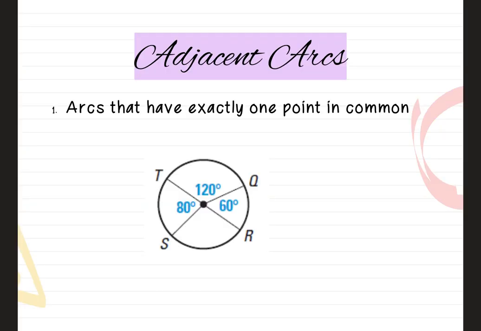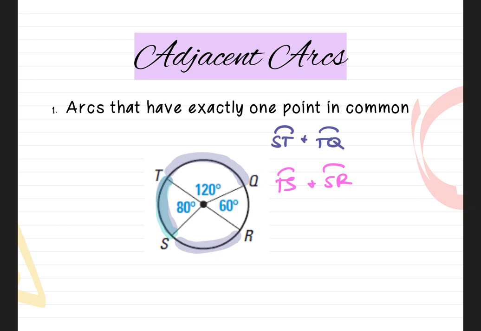All right, adjacent arcs are arcs that have exactly 1 point in common. So arcs are adjacent, meaning they cannot overlap if they are next to each other. So I can say that ST and TQ are adjacent because they share T. They cannot overlap and they can't be separated out. So you could also say TS and SR are adjacent.